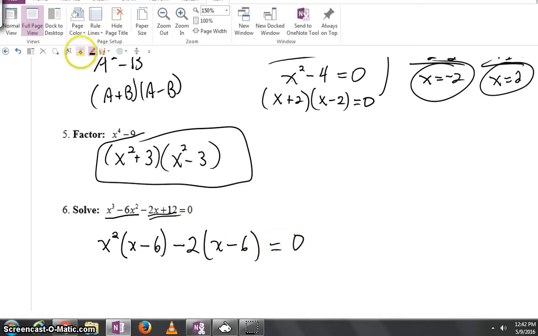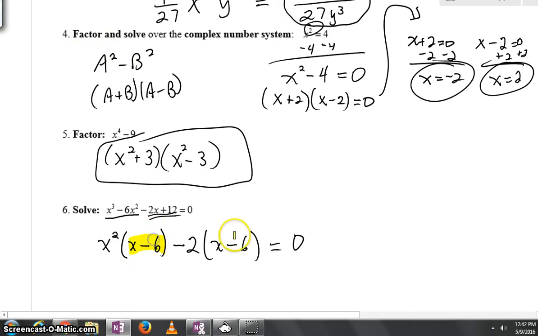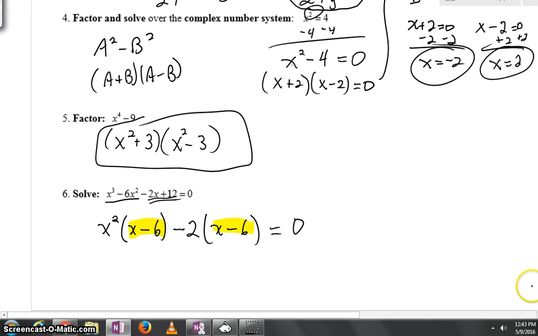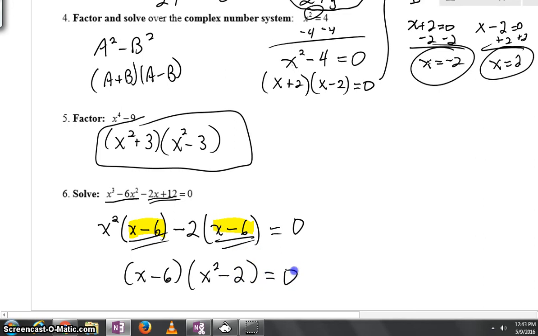But you might remember way back in the beginning of that second semester, we said that when you're factoring by grouping, you'll see those two parentheses being identical. So we're going to factor out an x minus 6. And then we'll be left with x squared minus 2.